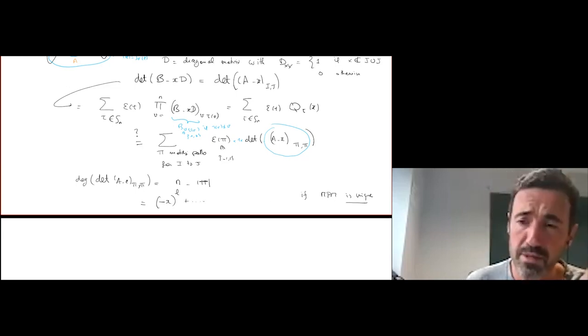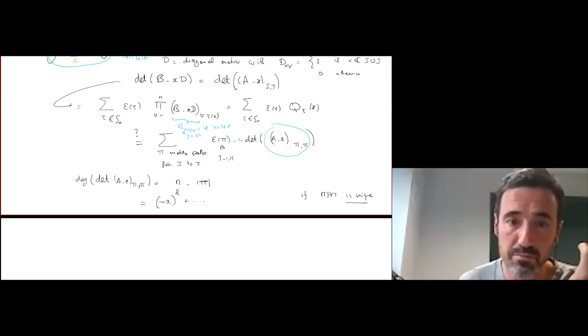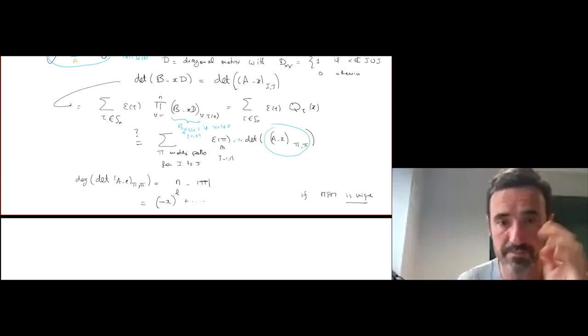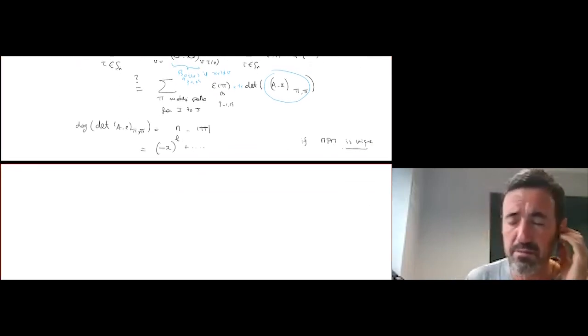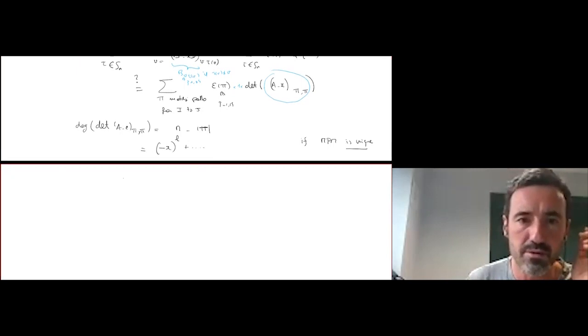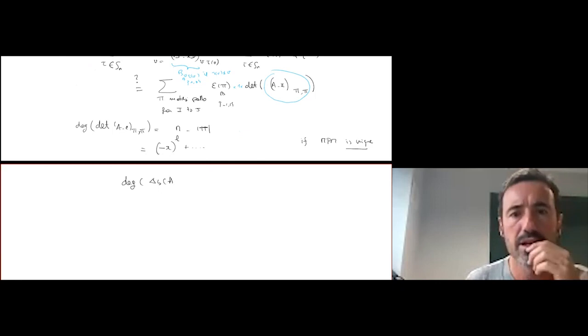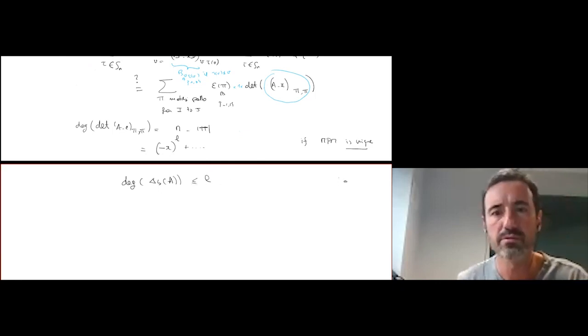If the minimal path matching is not unique, you have to be sure that these terms do not cancel. So assume that the minimal path matching is unique for simplicity. You deduce that the degree of delta B of A is bounded by L. Okay, so this concludes the proof.